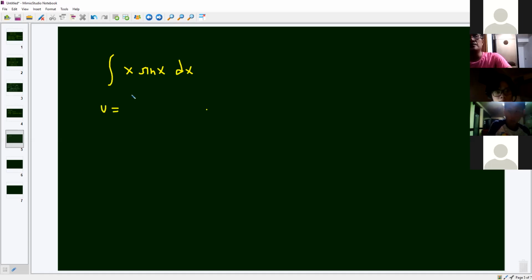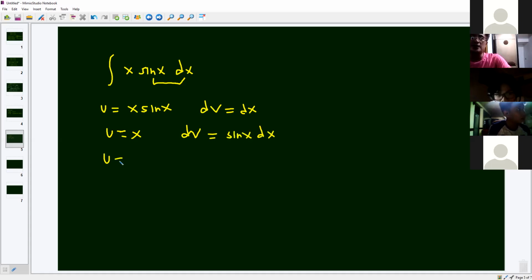Pili ka dyan. Example lang naman, if ang u mo is x sin x, then automatic your dv is dx. Kung ang u mo naman ay si x lang, then ang automatic dv mo, yung matitira, si sin x dx. See that? Kung ang u mo naman ay si sin x, then ang dv mo ay si x dx. Ganun lang yun. So, you always start with picking your u, the remaining would have to be dv. Can you try it by parts?